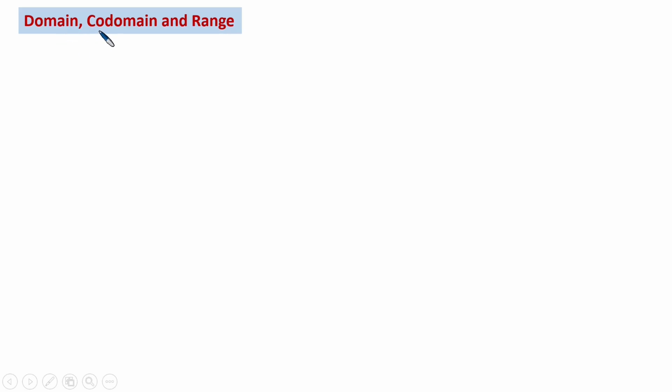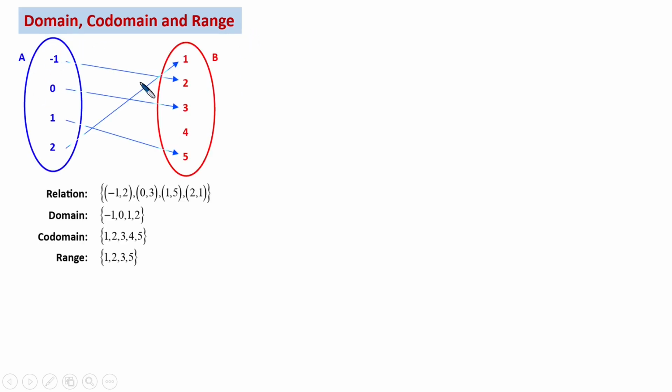Now we will discuss what is domain, codomain and range. Suppose you have 2 sets, set A and set B, and these relations are marked by arrows. Here the relations are these arrows, that is -1 to 2, then 0 to 3. All these arrows are written here as ordered pairs. And what is the domain? You are using all of them. So -1, 0, 1, 2. All of them is the domain because you have used all of them.